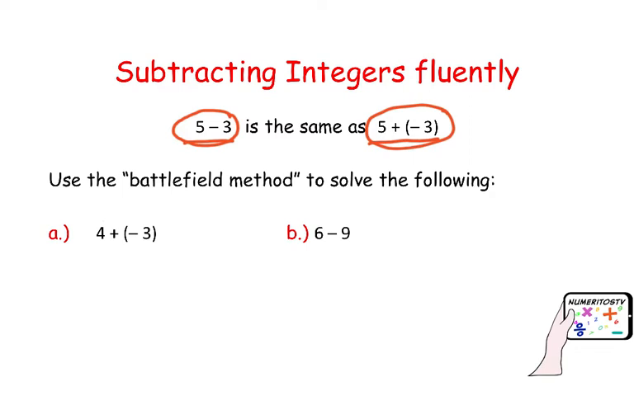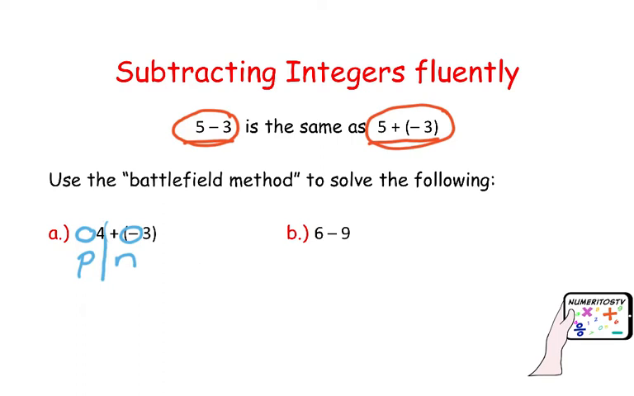In the first example, we have 4 plus negative 3. We're adding a negative number. So, battlefield method. Draw the line after the first integer. Then, you need to check what sign is in front of each number. So, 4 doesn't have a sign. That means that those are positive. On the other side of the line, we have 3, but I told you to just focus on the sign in front of the number. In this case, it's a negative.